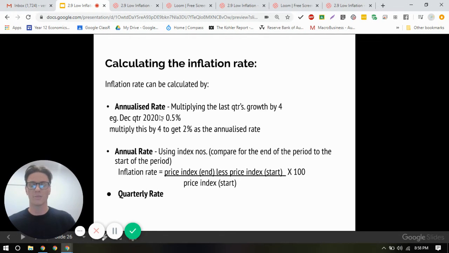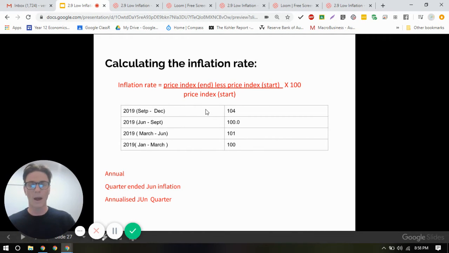Okay, we use annualized rates also when we get quarterly GDP figures. We might want to turn a quarterly figure of GDP or real GDP growth into an annualized figure. All right, so back to our indexes. Here are our indexes, and remember, here's our formula for calculating the change in those indexes, or the inflation rate. I want you to pause and do these now. I'm asking for the annual inflation rate, the quarterly inflation rate for the quarter ended June, and an annualized inflation rate for the quarter ended June. Sorry, that's a bit all over the place, but you get it now. Pause and calculate.